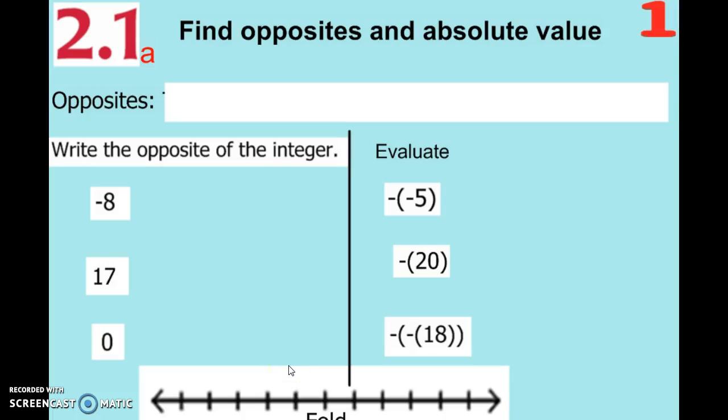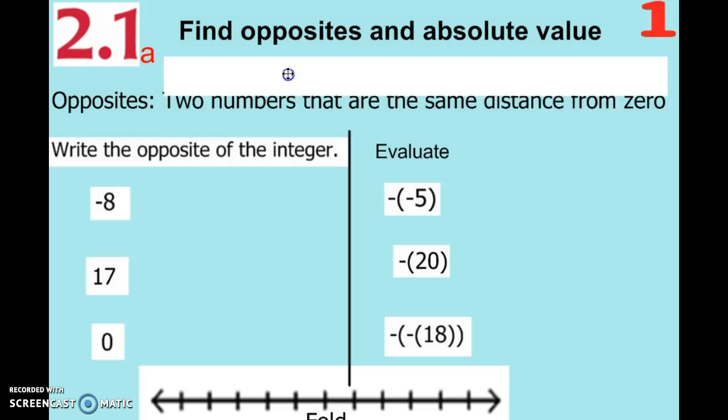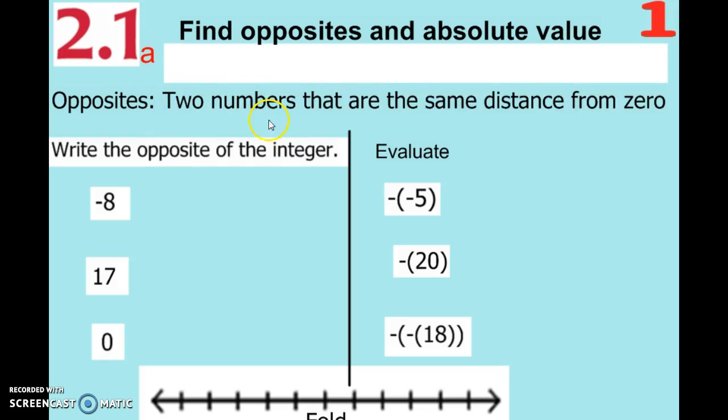Good morning. Today we are doing lesson 2.18, finding opposites and absolute value. So first, what is the opposite of a number? An opposite is two numbers that are the same distance from zero. So go ahead, write down on your paper two numbers that are the same distance from zero. Go ahead and copy that down. If you need to pause the video at any time, feel free.